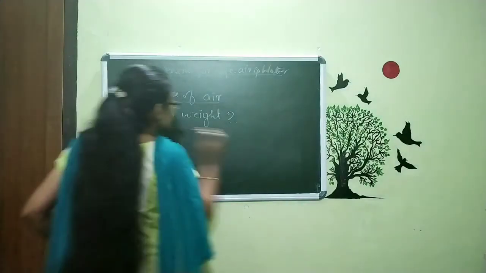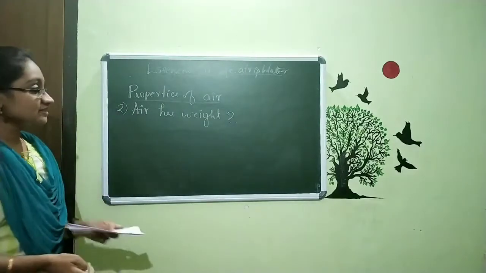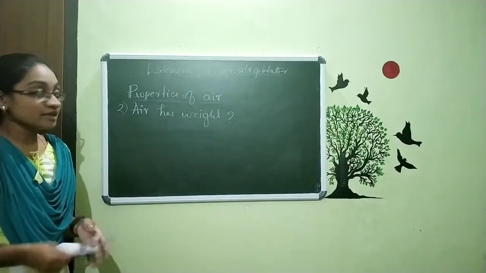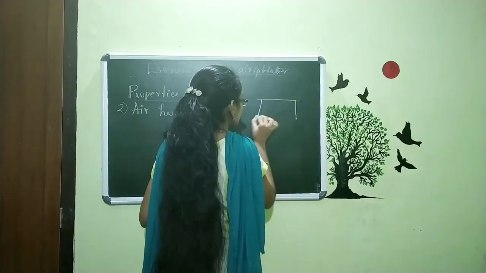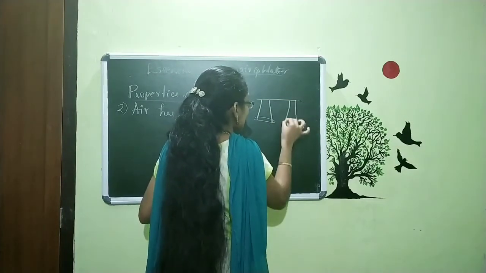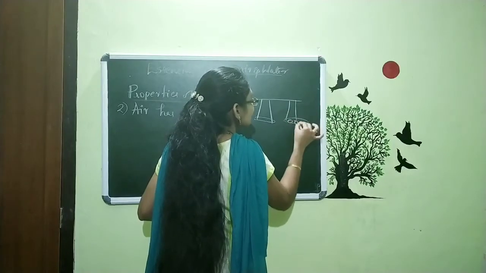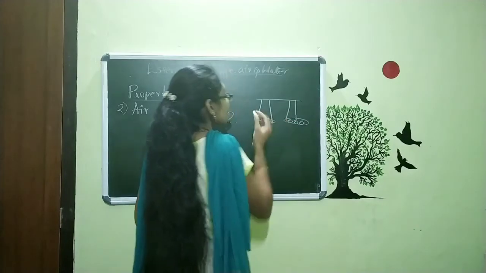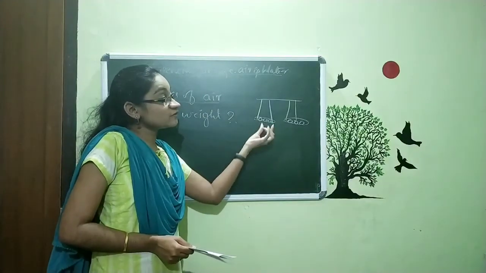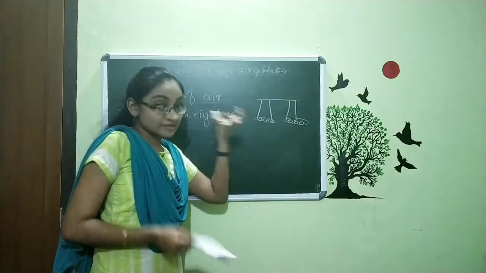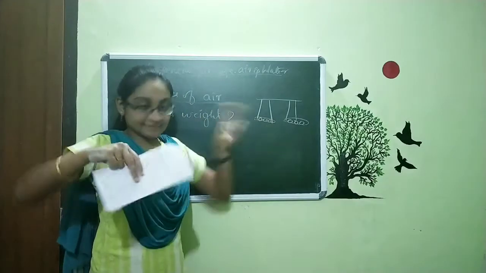So, for checking, our aim is this: does air have weight? Here we just did that. Just take 2 weights, and we put some balls here, and we know these balls have weight. When the weight of these 2 plates with the balls is equal, they are just straight.